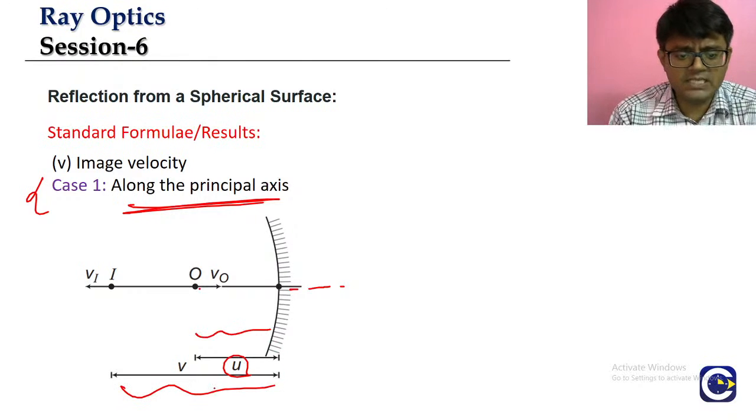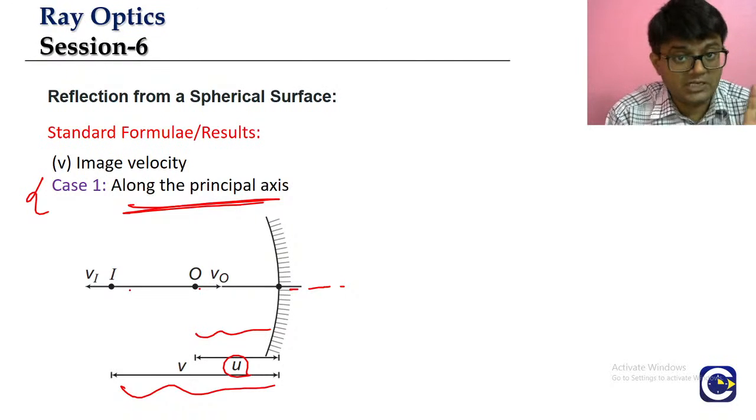If the image is on the left side, what will the sign of v be? V will be negative. If the image is on the right side, V will be positive. The sign of V will take care of it. Here, don't bother about it, because I am showing v on the left side in the diagram. Don't think that the derivation is only for this particular case. The sign value will take care of it.